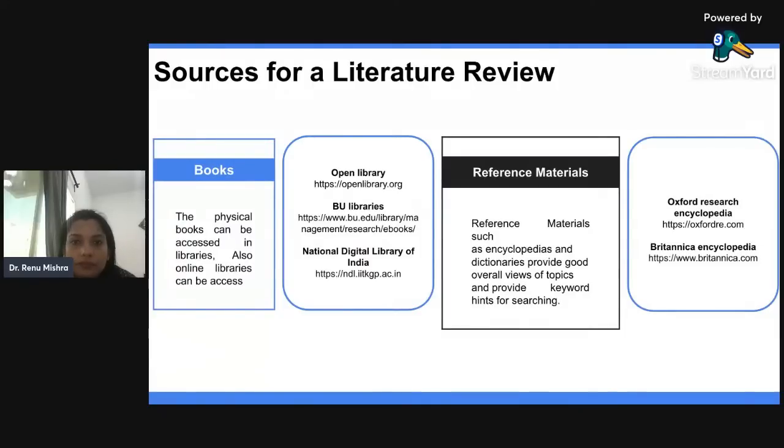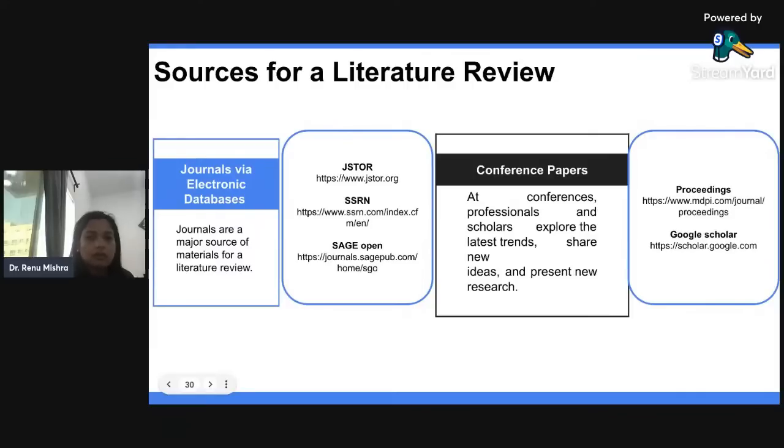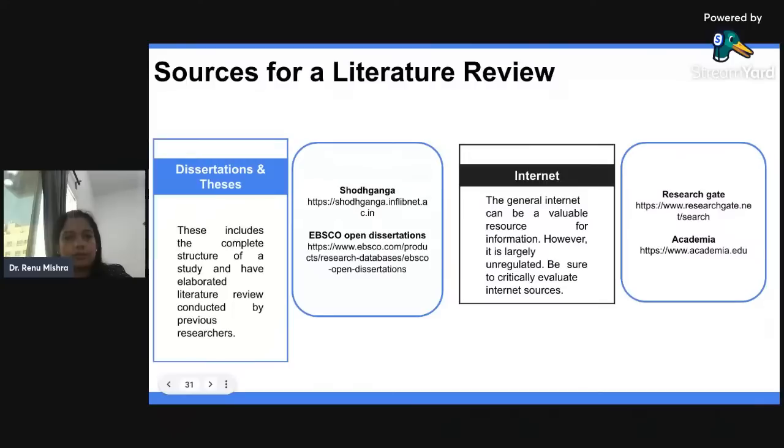These are different books you may go for. I've given some examples also, some reference materials. Again, I'm saying, please, Wikipedia is not a source for a literature review. Whatever sources I have given are open sources, for which you need not have any kind of registration or pay any money. So these are a couple of resources for your literature review.